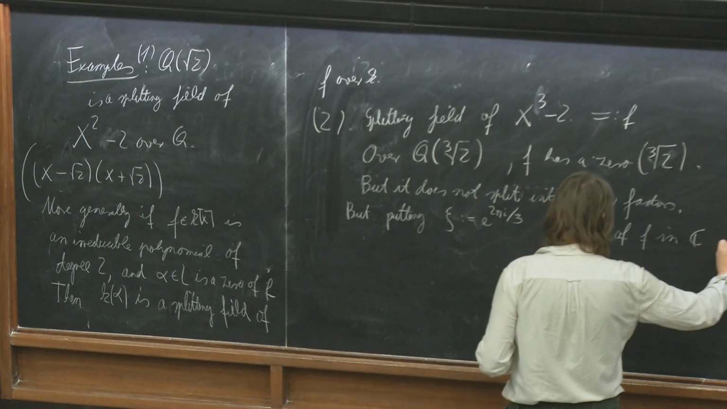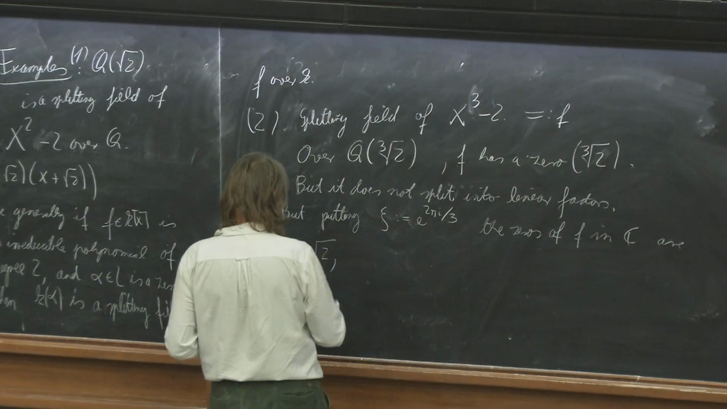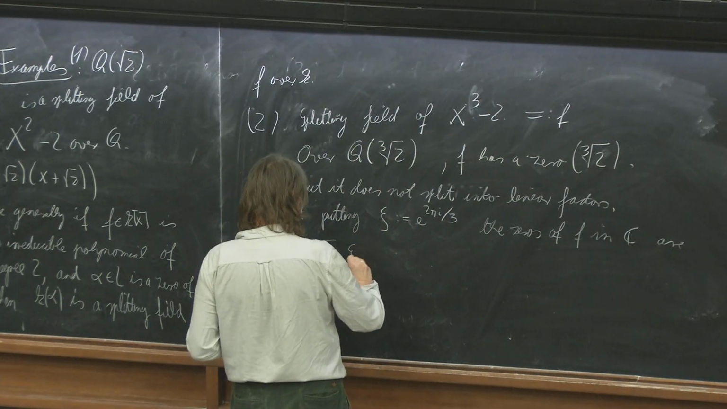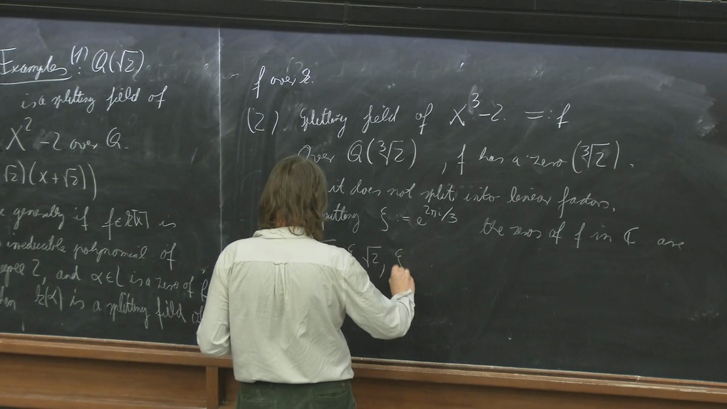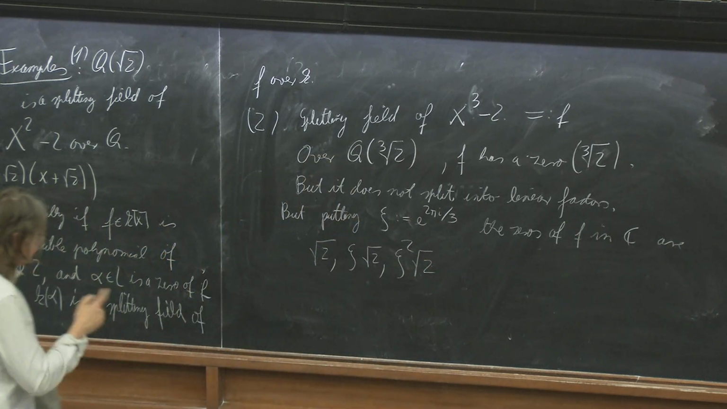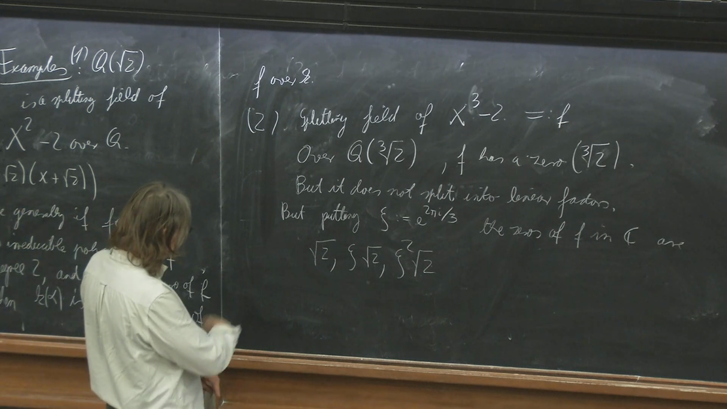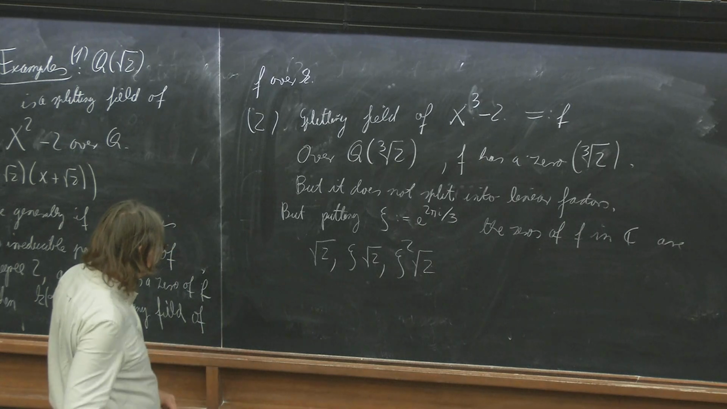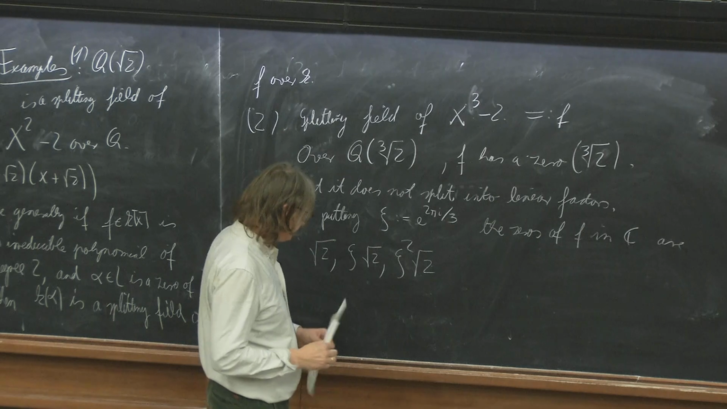Complex numbers are the cube root of 2, theta times the cube root of 2, theta squared times the cube root of 2. All are zeros, and they are the product of x minus the cube root of 2 times its own. So this gives us the splitting.